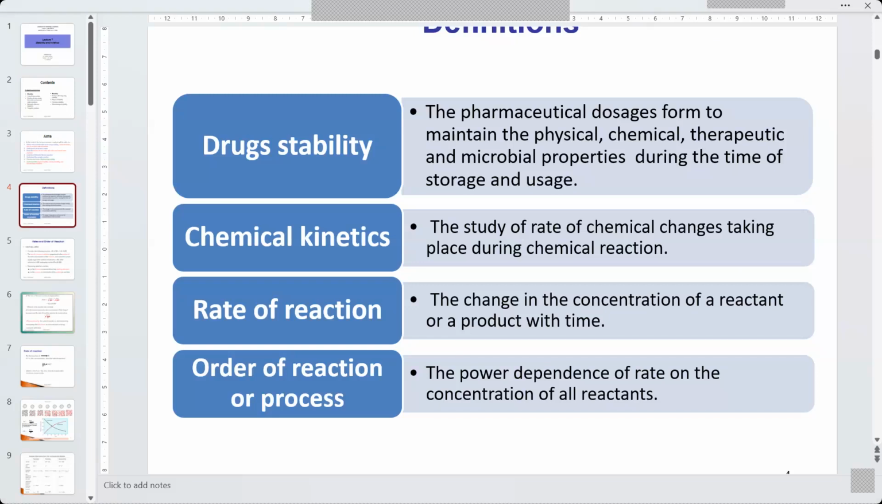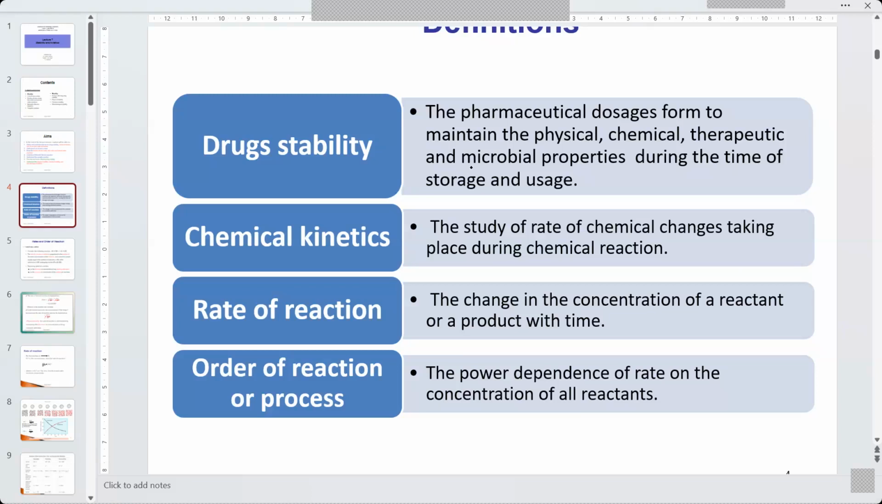So when we say stability of drug product, then we're talking about the stability of the pharmaceutical dosage form. There should be no physical changes during the period of shelf life where we can use the product. There should be no chemical changes. There should be no therapeutic changes, means the drug maintains its efficacy. It stays as effective as it was upon the time of production.